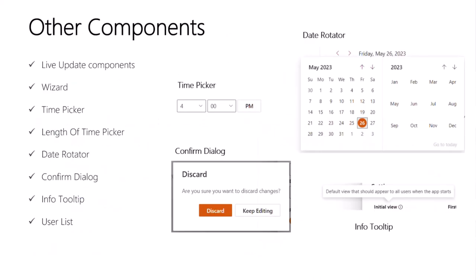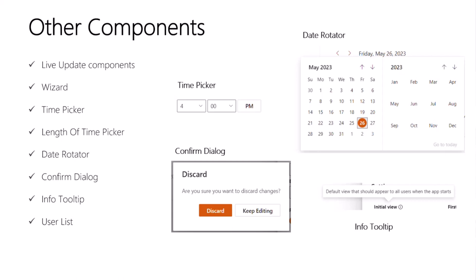All right, well, we have many other components that I don't have time to go into detail today, such as the live update components, which are wrappers around traditional input components like text fields, toggles, checkboxes, all of that. Used for implementing the live update experiences. There's a wizard component that helps you build an experience split across multiple screens where the user will proceed from one screen to the next. And it includes logic like validating input on the current screen before navigating or fetching asynchronous data before displaying the next screen. There's a time picker and a length of time picker.